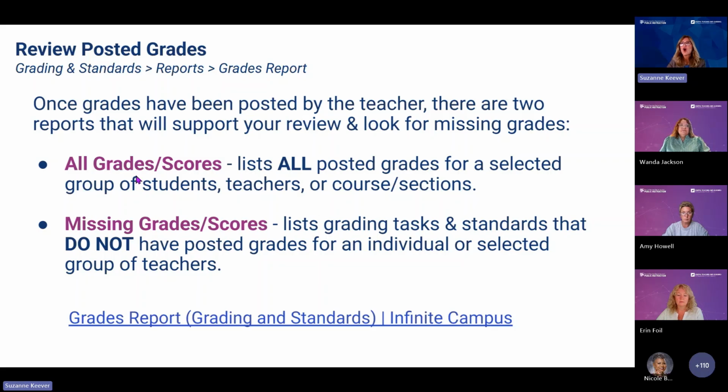One of these is the All Grades and Scores report, and we're going to show you an example of this. This lists all the posted grades for a selected group of students, teachers, and the course sections that you've selected. And then you have your missing grades scores. This is where you're going to list grading tasks and standards that do not have a posted grade for an individual or selected group of teachers. And we have a link here to the grades report, grading and standards on the Infinite Campus website to help you look at that in more detail.